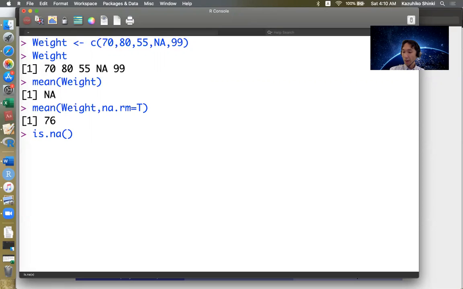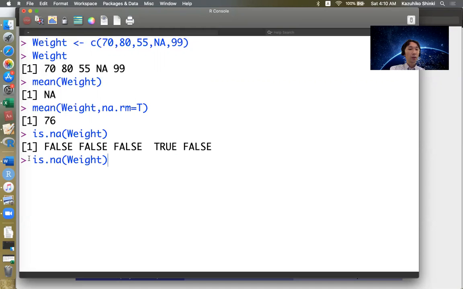This function can judge if each entry of this vector is equal to NA. The output of this function is FALSE, FALSE, FALSE, TRUE, FALSE. So only the fourth element of is.na of weight is TRUE. If we put not here, we reverse the FALSE and TRUE: TRUE, TRUE, TRUE, FALSE, TRUE.